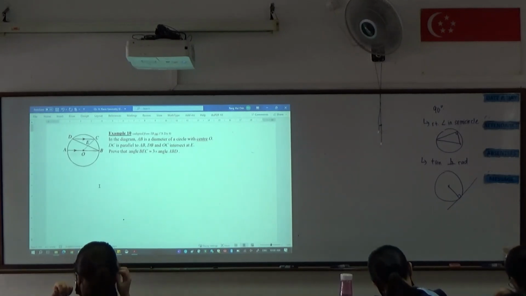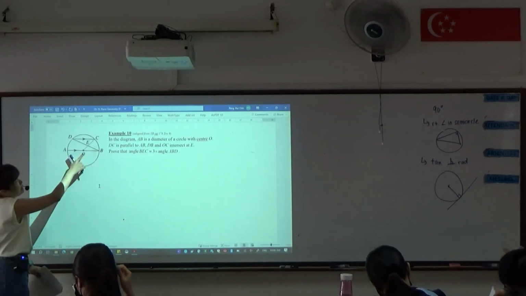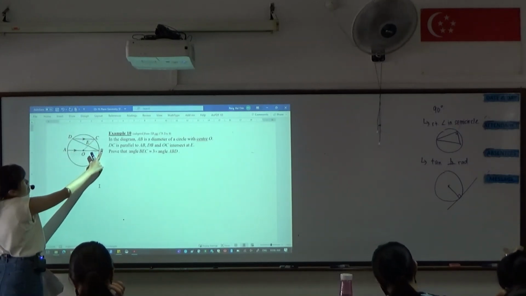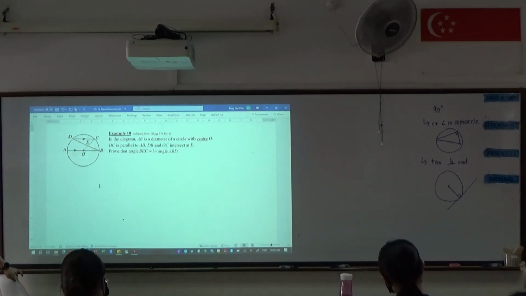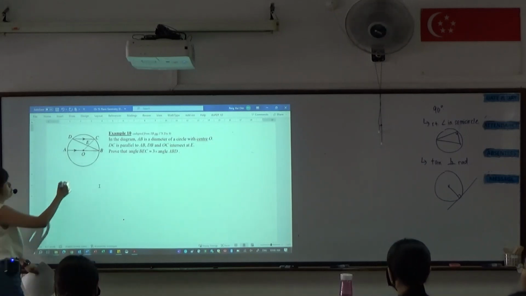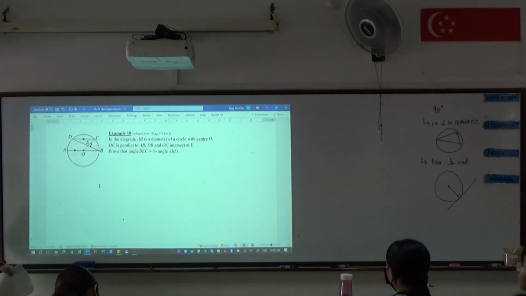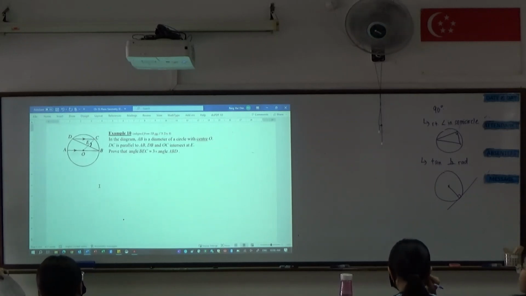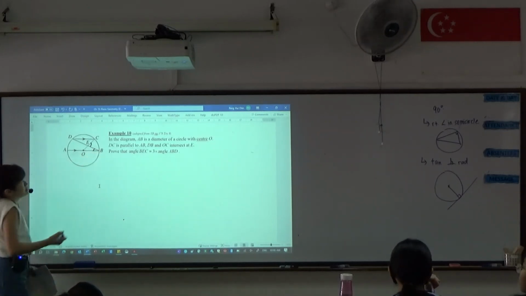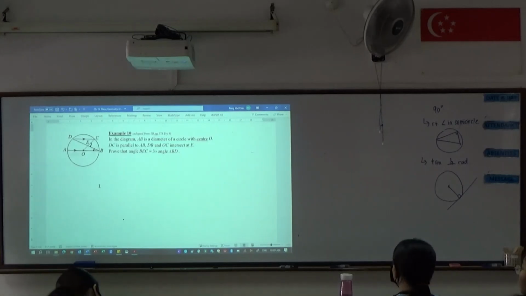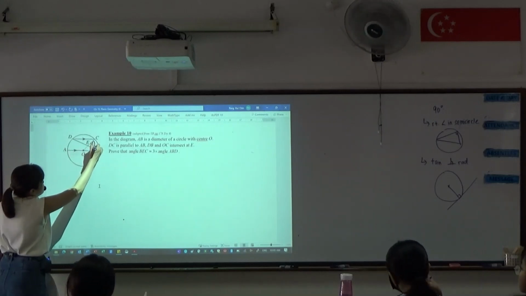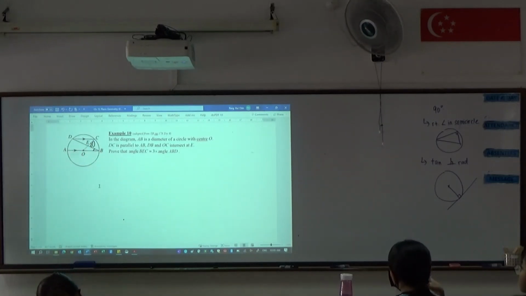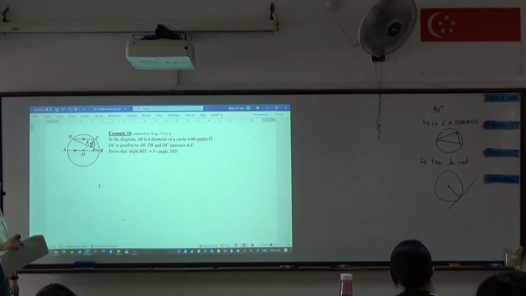AB is a diameter with center O, and DC is parallel to AB, and DB and OC intersect at E. We want to prove that angle BEC, which is this angle over here, is actually 3 times the angle ABD. So ABD is this angle over here. To keep my objective clear, sometimes I will label it in my diagram. I want this to be 3 times, so I'll just draw 3 strokes up, so that I have the diagram to help me identify the end result that I want.